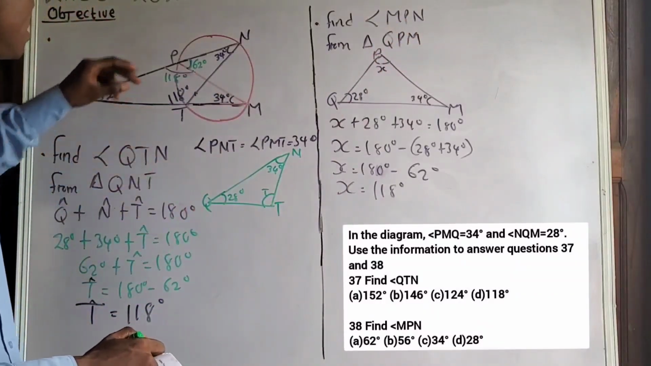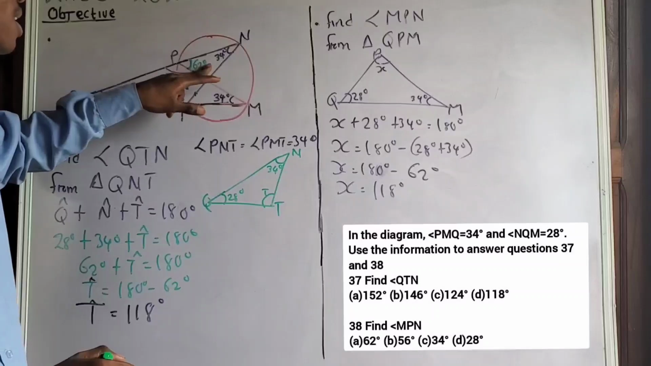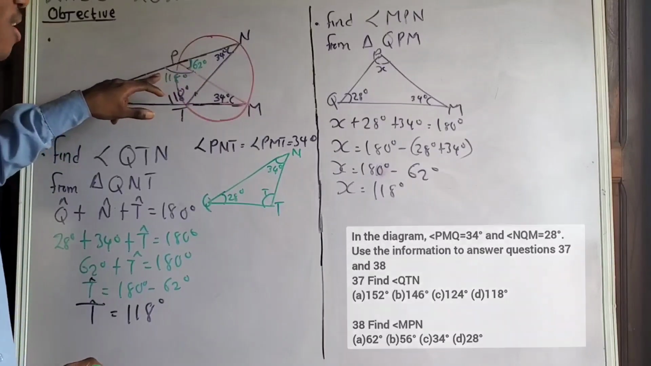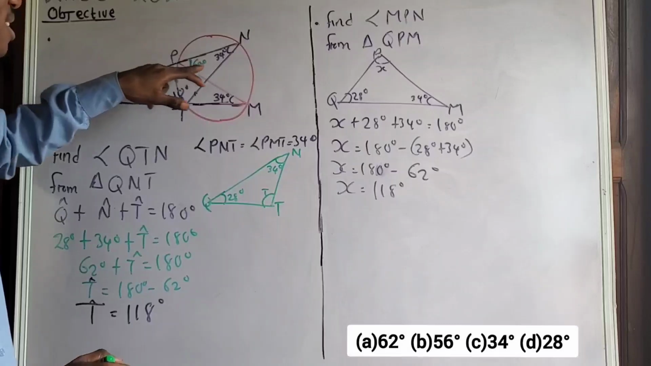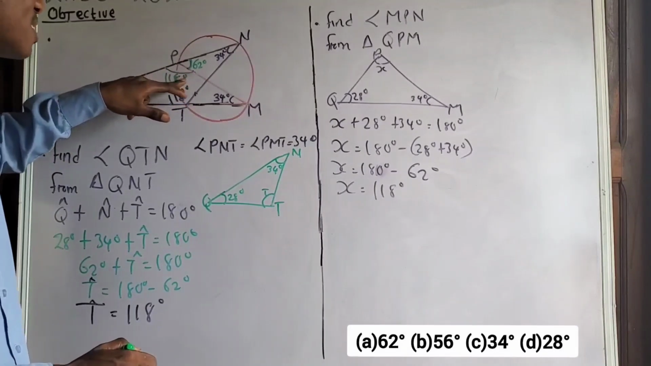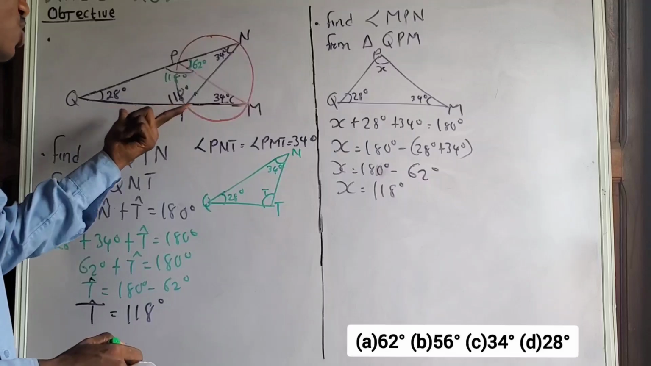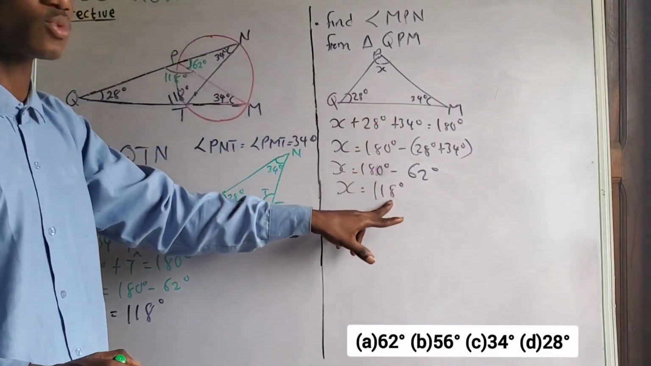Now, having gotten the value of that angle as 118 degrees, to get the value of angle MPN, angle MPN is the smallest angle, but I cannot get this smallest angle without knowing this bigger angle here. I cannot get this angle without knowing the value. So I first get the angle that is here using the sum of angles in a triangle by considering triangle QPM. Then I got the value of x as 118 degrees.